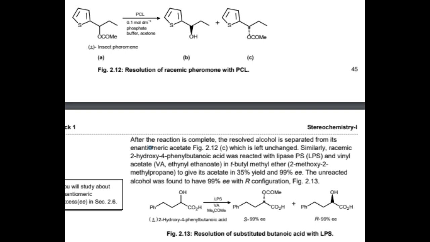Similarly, racemic 2-hydroxy-4-phenylbutanoic acid was reacted with lipase PS, LPS, and vinyl acetate, VA, ethenyl ethanoate, in tert-butyl methyl ether, 2-methoxy-2-methylpropane, to give its acetate in 35% yield and 99% EE. The unreacted alcohol was found to have 99% EE with a configuration, Figure 2.13. Fig. 2.13, resolution of substituted butanoic acid with LPS.